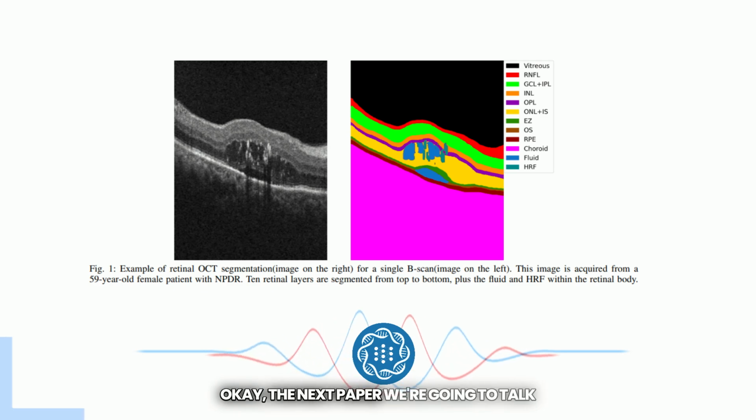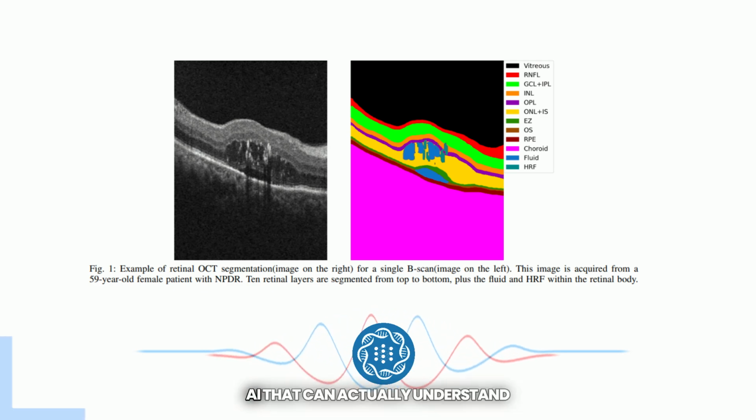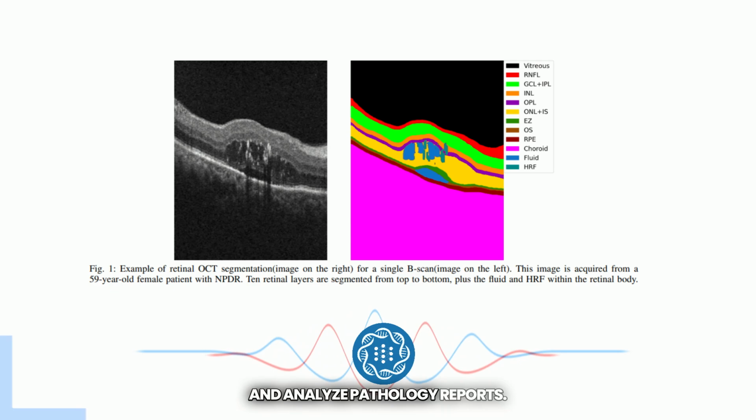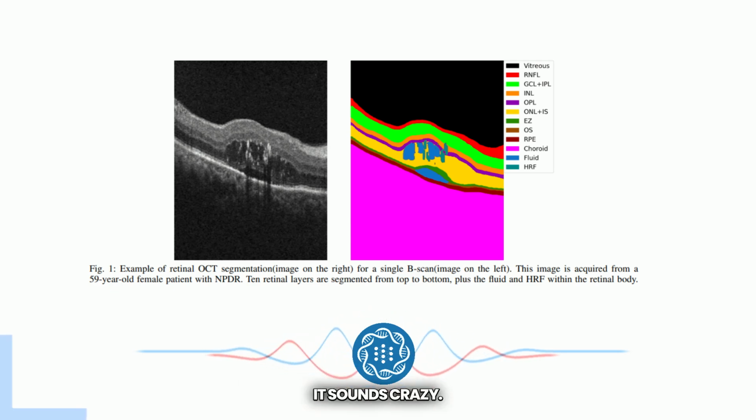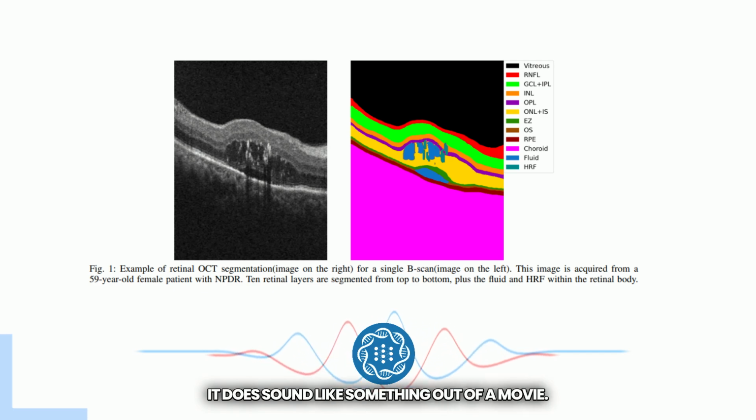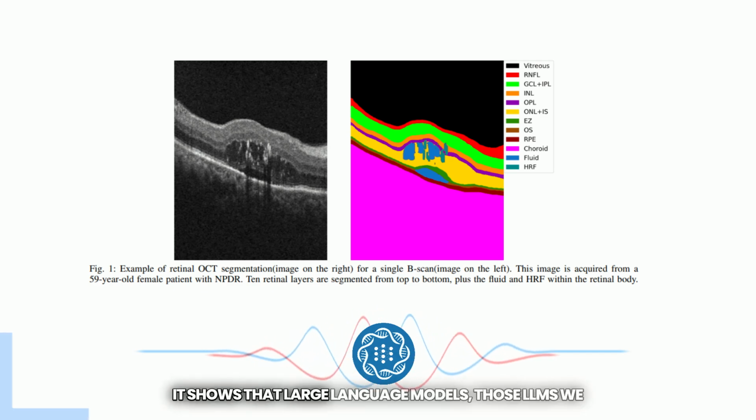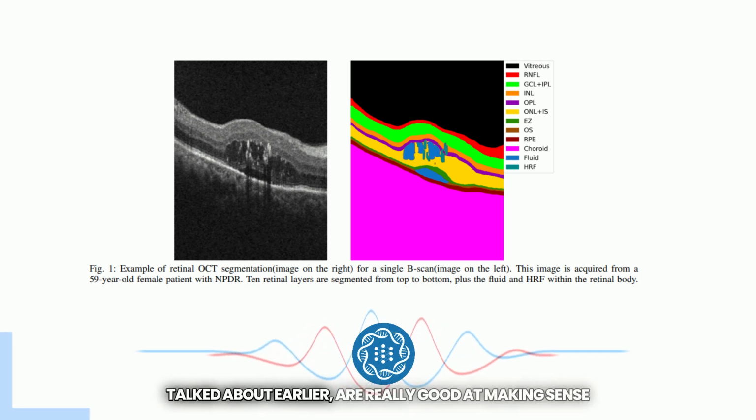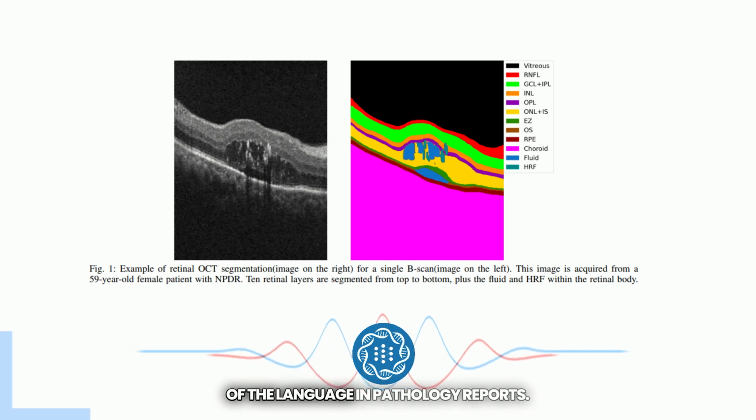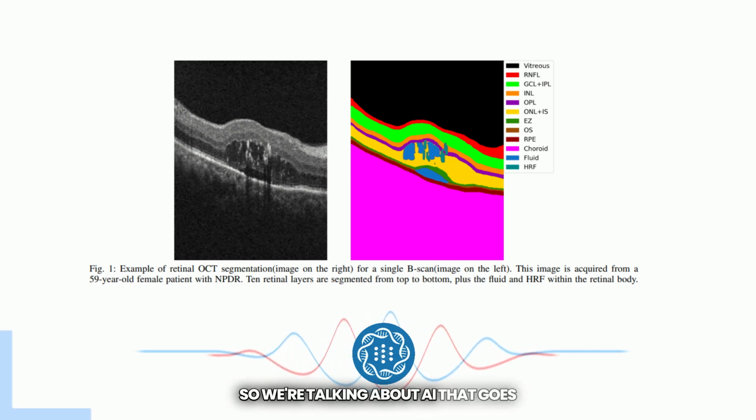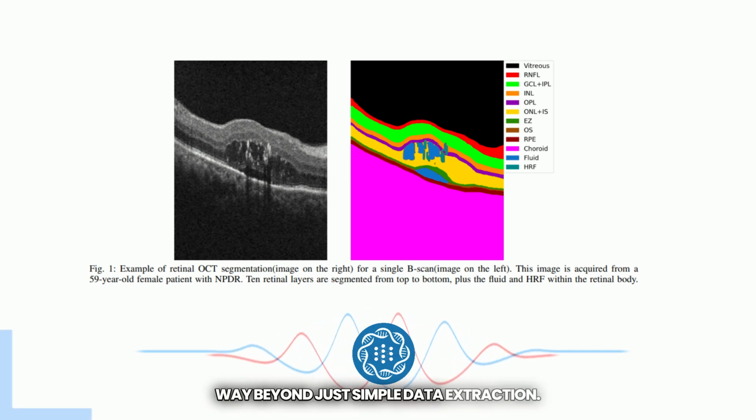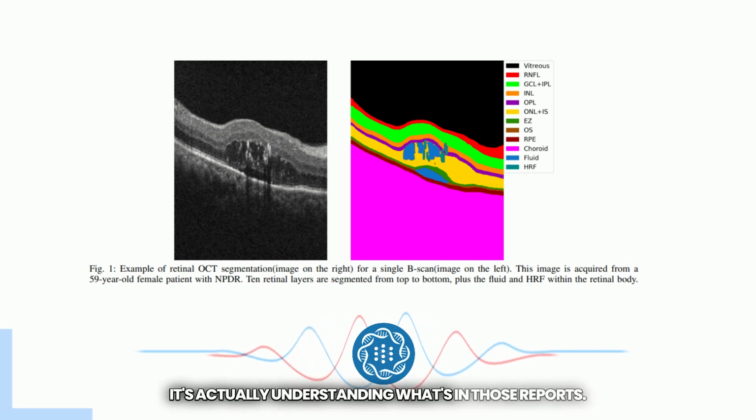Okay, the next paper we're going to talk about feels straight out of science fiction: AI that can actually understand and analyze pathology reports. It sounds crazy. I know, right? It does sound like something out of a movie. But this research by Rachit Saluja and their team shows that large language models, those LLMs we talked about earlier, are really good at making sense of the language in pathology reports. So we're talking about AI that goes way beyond just simple data extraction. It's actually understanding what's in those reports, right?